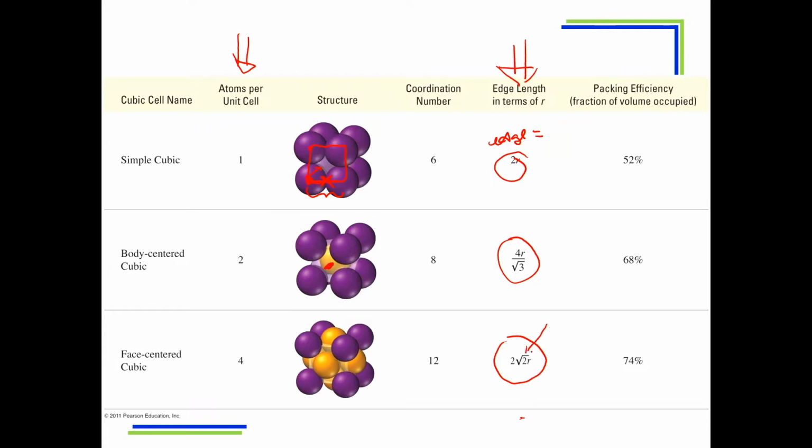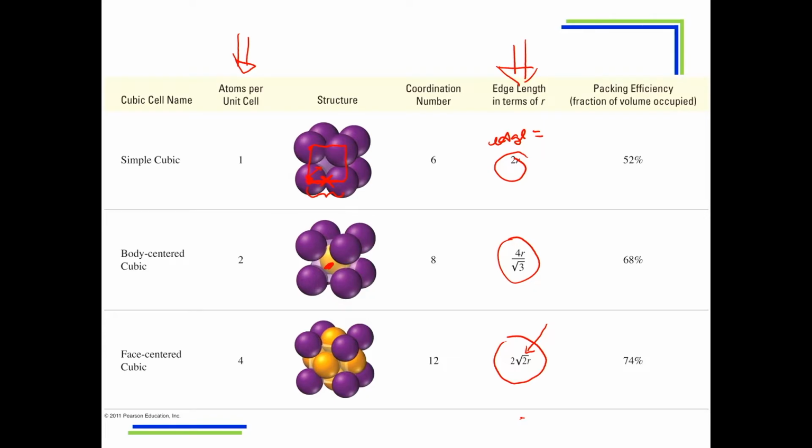You see that square root of 2? That square root is only over the 2. It's not over the r. A lot of students see that and extend that square root bar over the r. It's 2 times the square root of 2, and then times r.